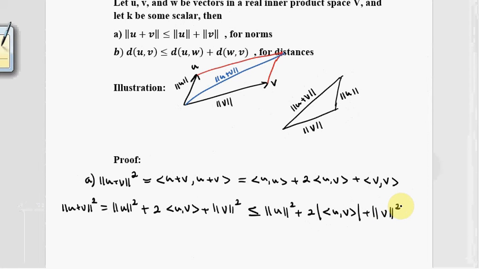Why did I say less than or equal to? How do we jump from equality to inequality?